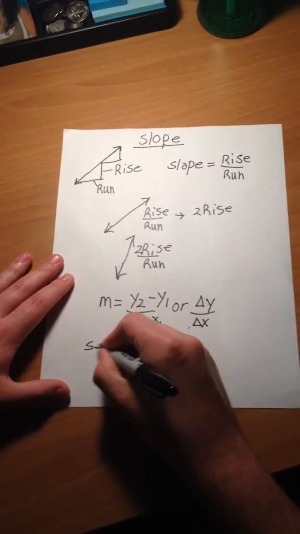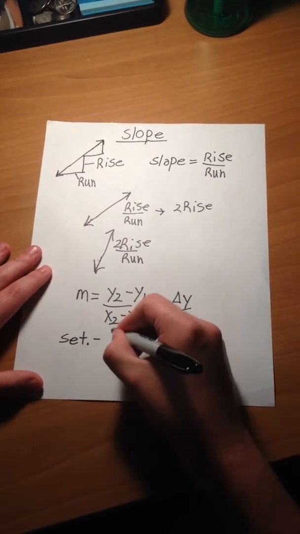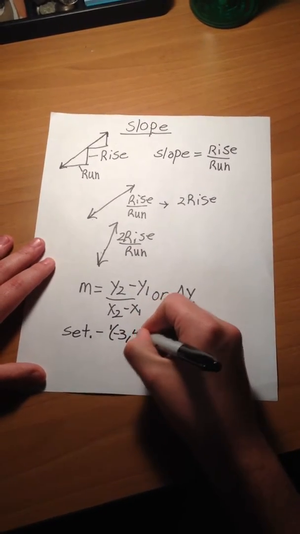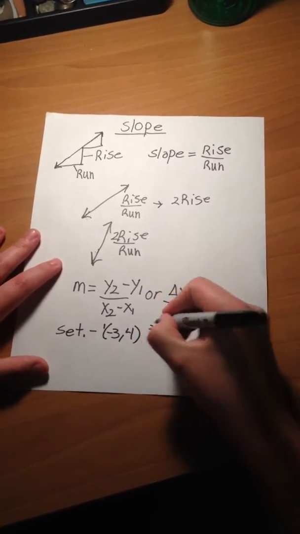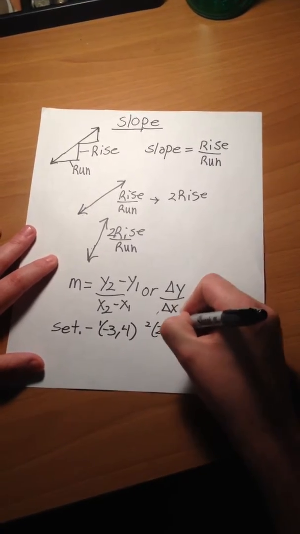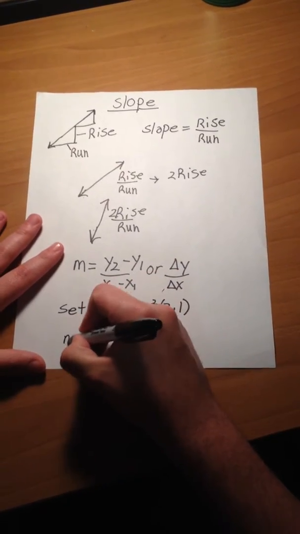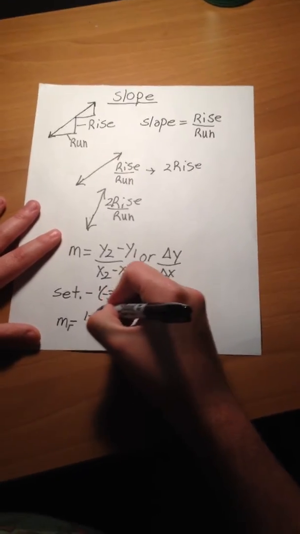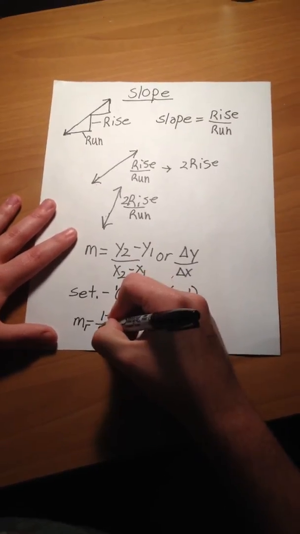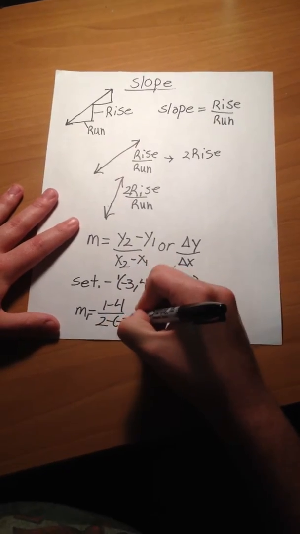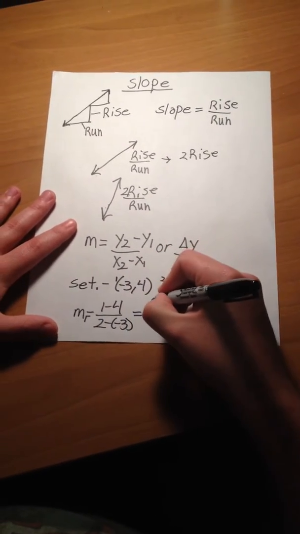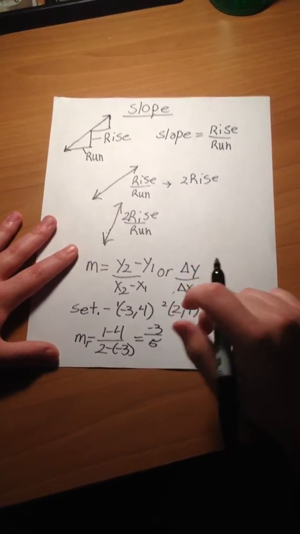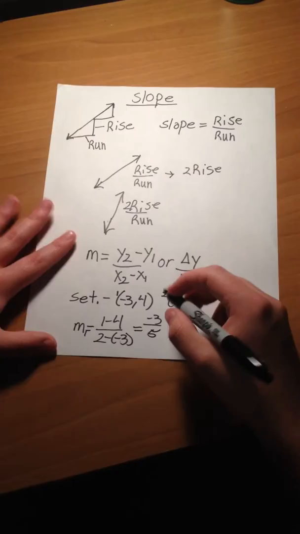Like, say we have set 1 of points here, and we have point 1, which is -3, 4, and 2, 1. And you would write it like this, minus 4, which gives you -3 over 5. You can't reduce that, so that is your slope.